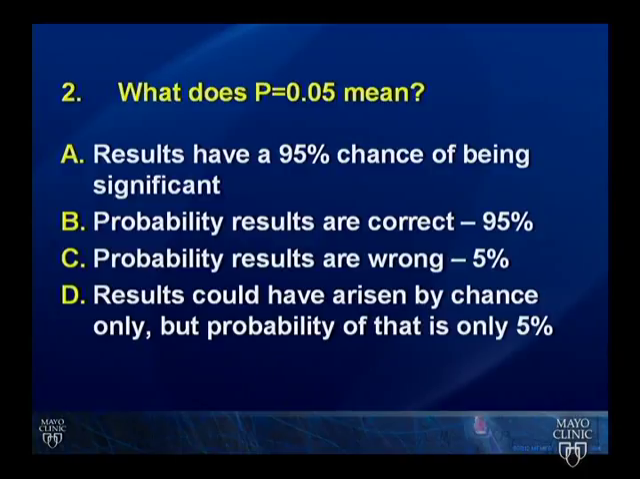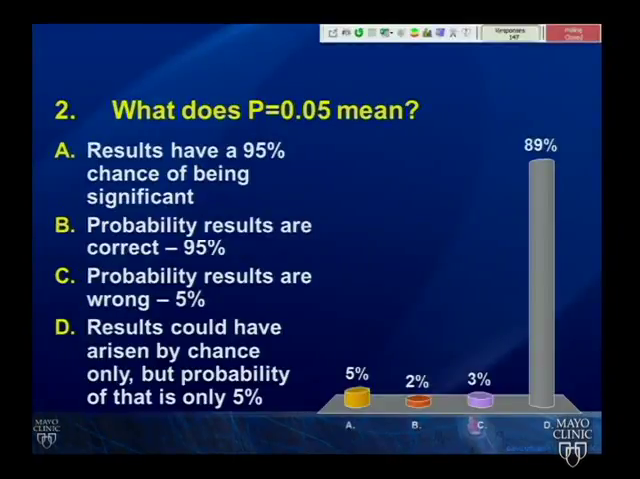So this is an important question that I hope most of you will get right. What does a p-value of 0.05 actually mean? A, that the results of the study have a 95% chance of being significant. B, that the probability the results are correct is 95%. C, the probability the results are wrong is 5%. Or D, that these results could have arisen entirely by chance, but that the probability of that is 5%. So what do we think? Yeah, excellent. This is absolutely the correct answer. I don't think we need to really go over it too much.